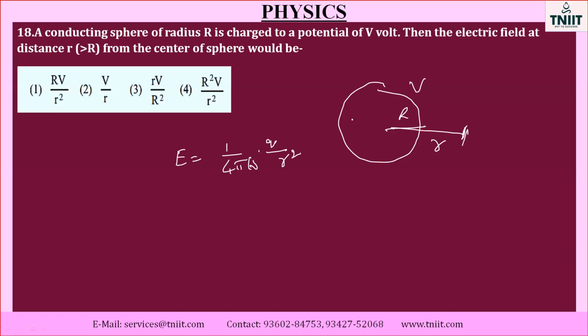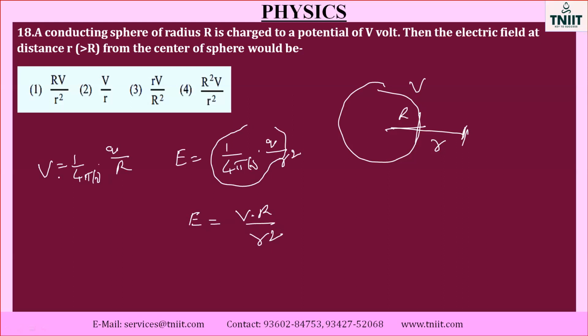But at this particular point, the potential will act over here. The potential is nothing but 1 by 4 pi epsilon naught into Q divided by R. So on comparing this, you will get E is equal to V capital R by r squared, because 1 by 4 pi epsilon naught into Q can be taken as V into R. So the electric field intensity is V into capital R by r squared. So the first option will be the answer.